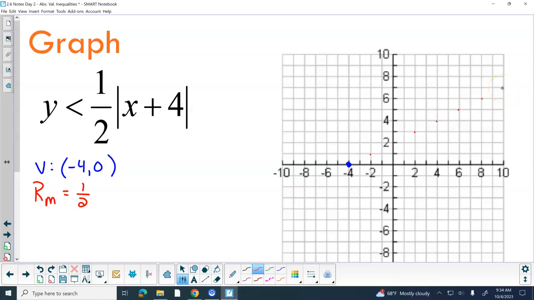Okay. Left side slope. -1/2. Directions? Up and left. Solid or dashed? Dashed.